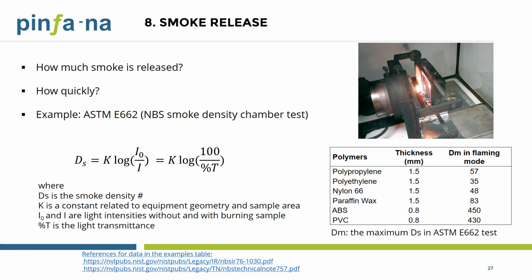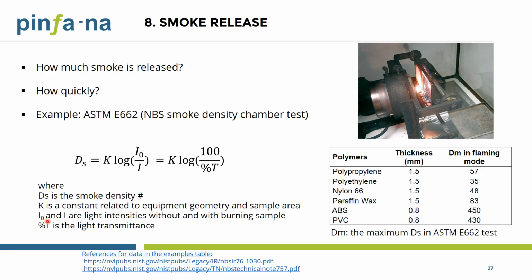In the NBS smoke density chamber test, a sample of approximately 3-inch by 3-inch size is vertically mounted in the chamber and exposed to a 25 kilowatt per square meter IR radiator and a 6 small flame burner if the test is run using a flaming mode. If the test is run using a non-flaming mode, only the IR radiator is used, no burner flames. A white light source and a photocell are used for measuring the optical density of the smoke accumulated in the chamber.